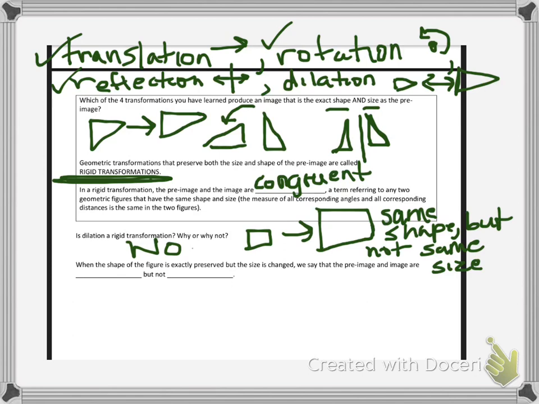When the shape of figures is preserved, like this, but the size is changed, we say that the pre-image and image are similar. I know this is a word you use a lot in everyday English, but in geometry it has a distinct meaning. It means things that are the same shape, but not necessarily the same size. So if they were the same size, they would be congruent, but if they're just the same shape and not the same size, we say that they are similar.